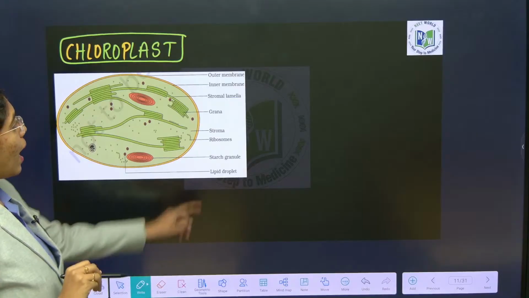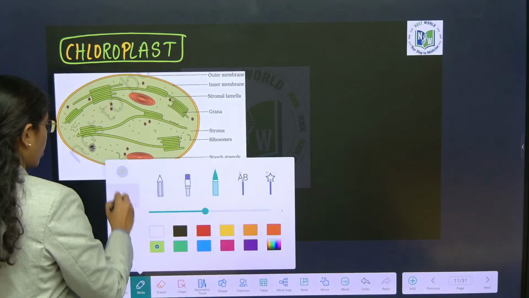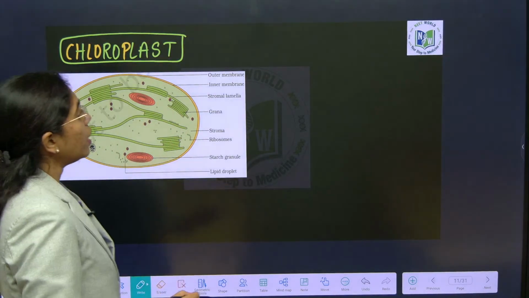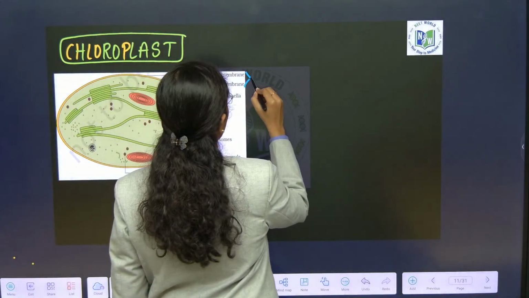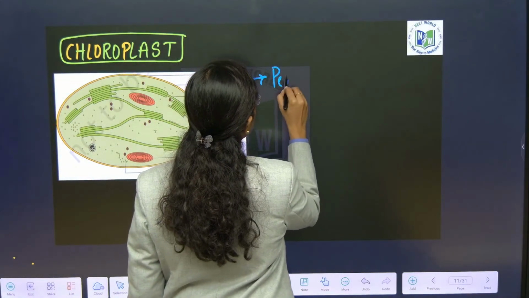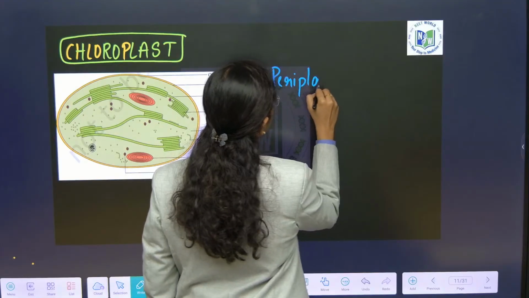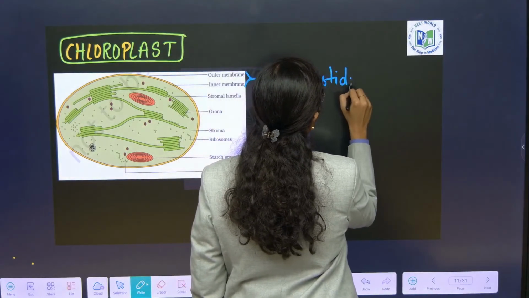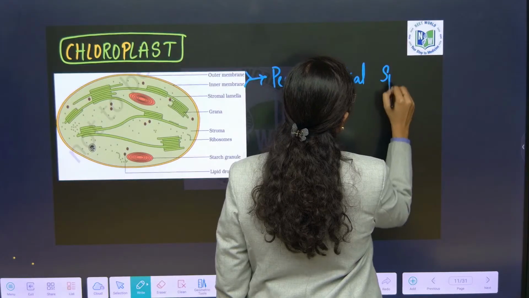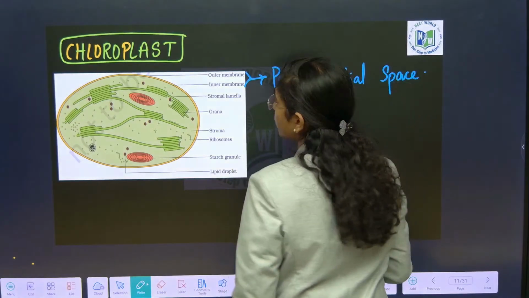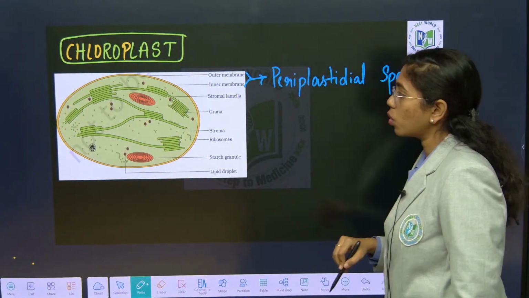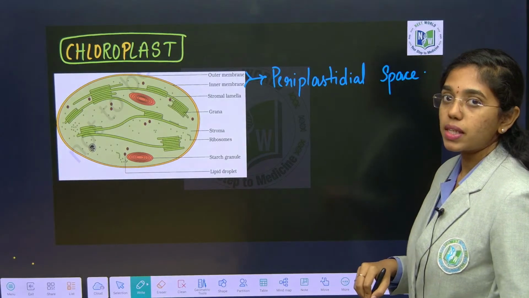Chloroplast organelle. Of course, it is a double membrane bound organelle. The space between the outer and inner membrane of the chloroplast is known as the periplastidal space.